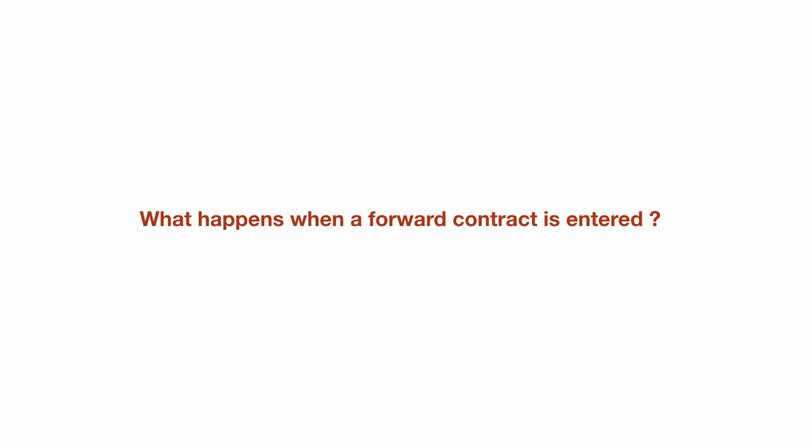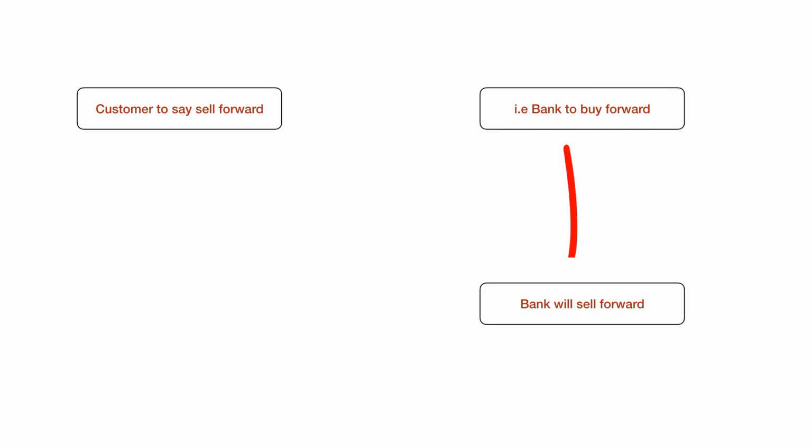Before we solve the problem on this, first let us understand what happens when a customer enters into a forward contract. When a customer enters into a forward contract with the bank, the bank, in order to cover itself, enters into another forward contract in the market to offset its transaction with the customer. Confused? Let's look at it again.